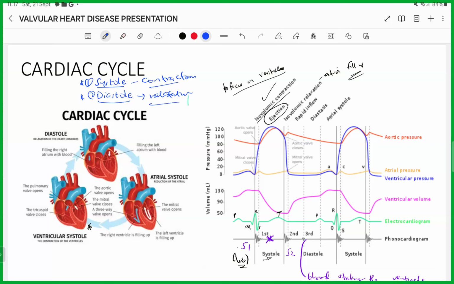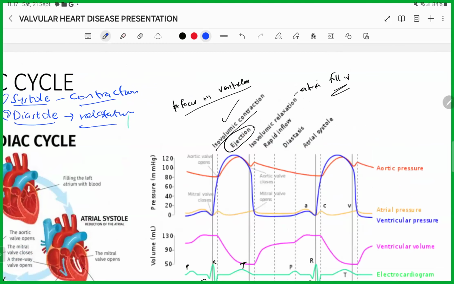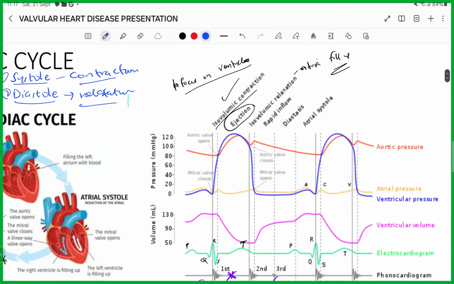So we can start looking at this. These curves are usually very, very important. The ones on your right, they help to understand and make sense of what happens in the heart. And we'll just review this really quickly.